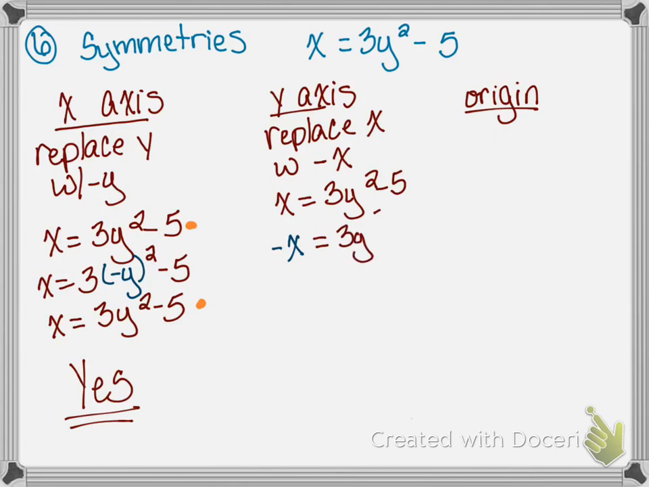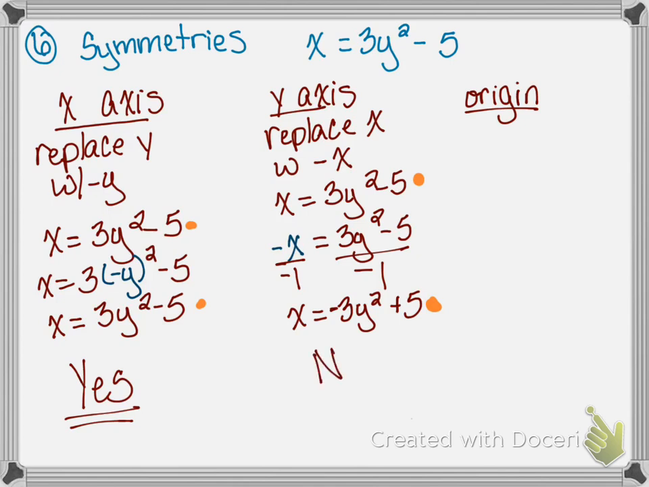3y squared minus 5. So I'm going to simplify this to c. The way that I simplify this is I'm going to divide everything by -1. So then I have x equals -3y squared plus 5. I could move it around a little bit more if I wanted to, but it's really not necessary because this right here is different than what I had in my original, which is right here. So because of that, this is not symmetrical. So the answer to this is no, it is not symmetrical across the y-axis.